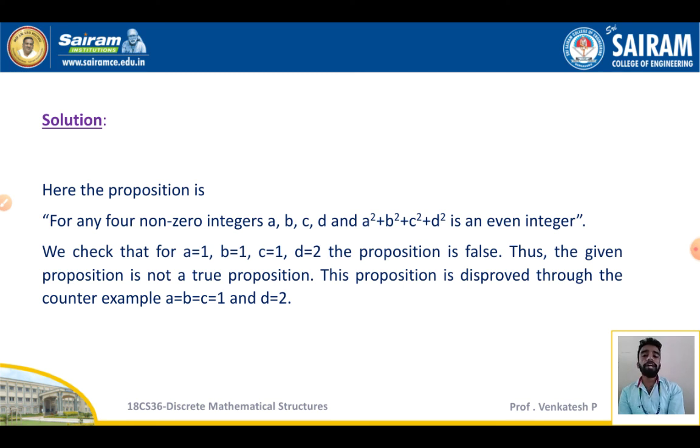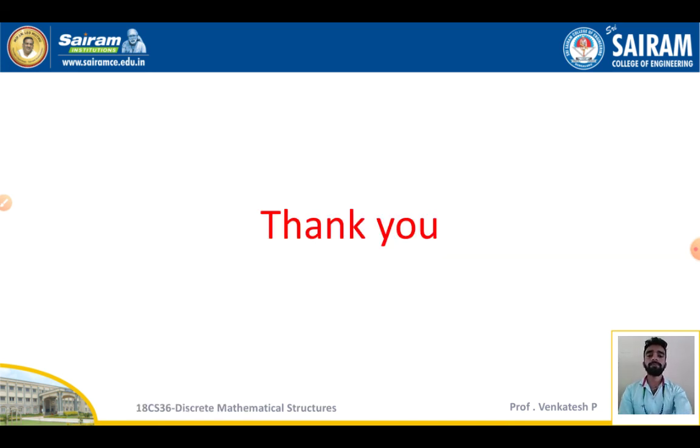So we check that for a is equal to 1, b is equal to 1, c is equal to 1, d is equal to 2. The proposition is obviously false here, right? So thus the given proposition is not a true proposition. So hence I can conclude that this proposition is disproved through the counterexample of a is equal to 1, b is equal to 1, c is equal to 1 and d is equal to 2. Thank you.